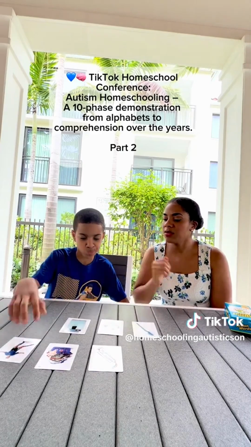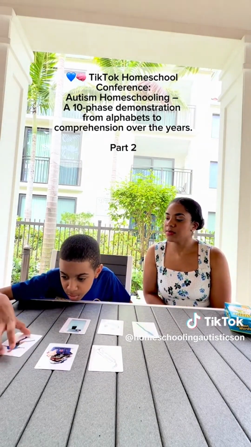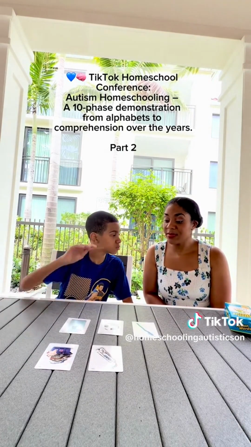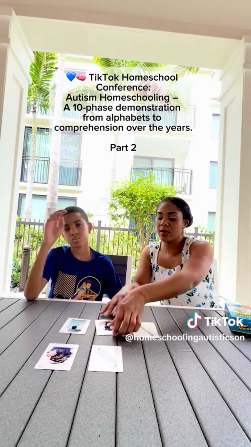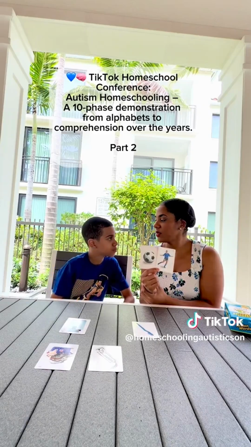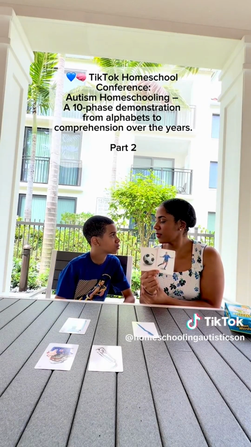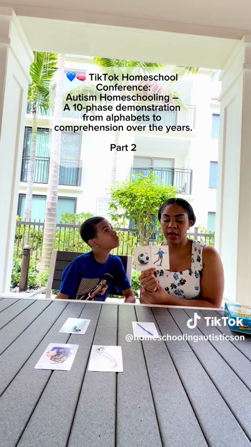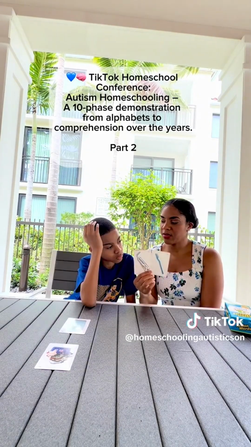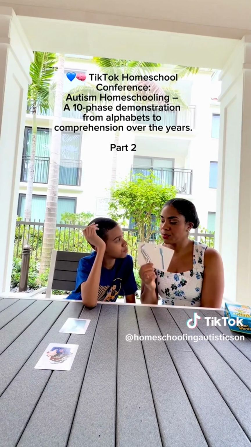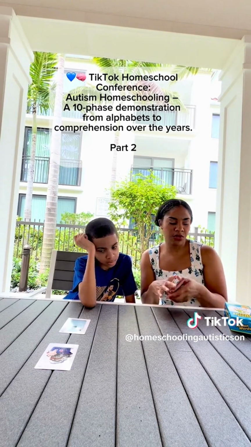Find this match. Soccer ball. Why is this a match? Because he's playing soccer. Why is this a match? What do you do? I put toothpaste on my toothbrush. Because I put toothpaste on my toothbrush.